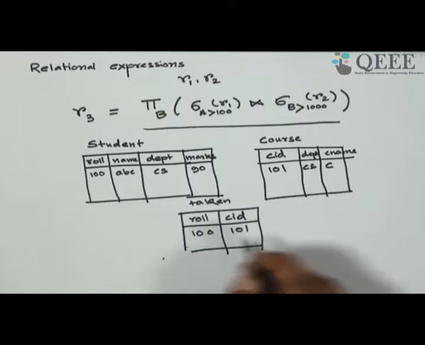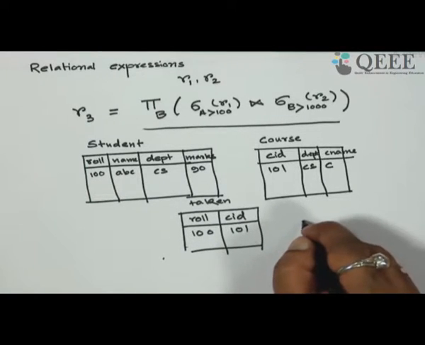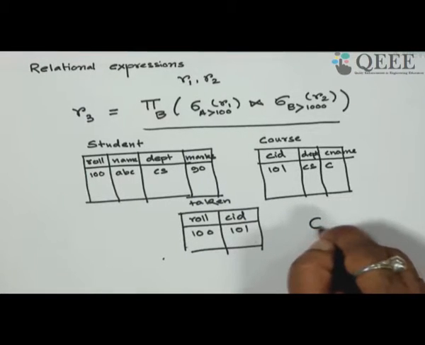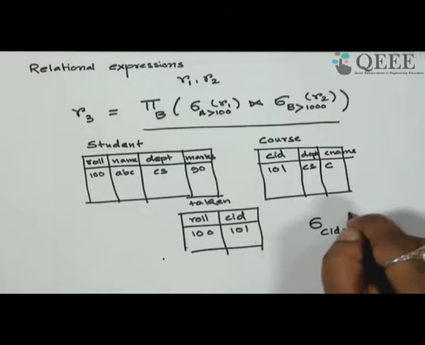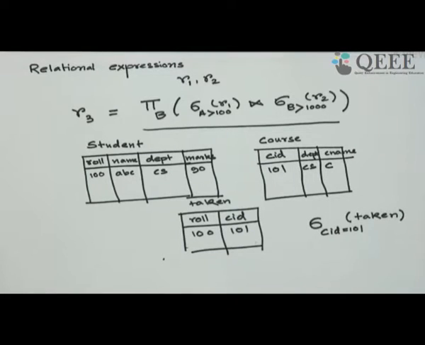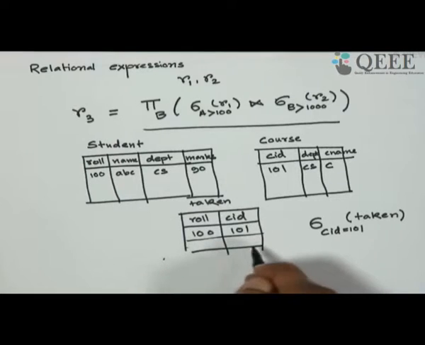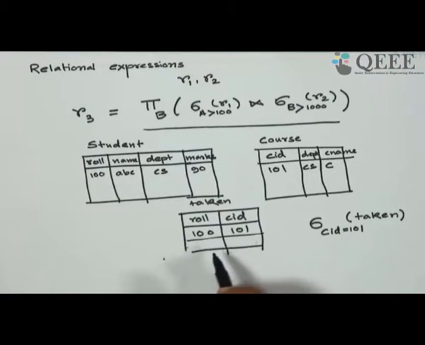What I'll do is, from this taken table, I'll first pick up all the rows where course ID equals 101. Taken means which student has taken what course. So this row will be returned. The result will be a small table containing roll and course ID as attributes, and only the rows where course ID is 101. Basically, it will return the roll numbers of all the students who have taken the 101 course.